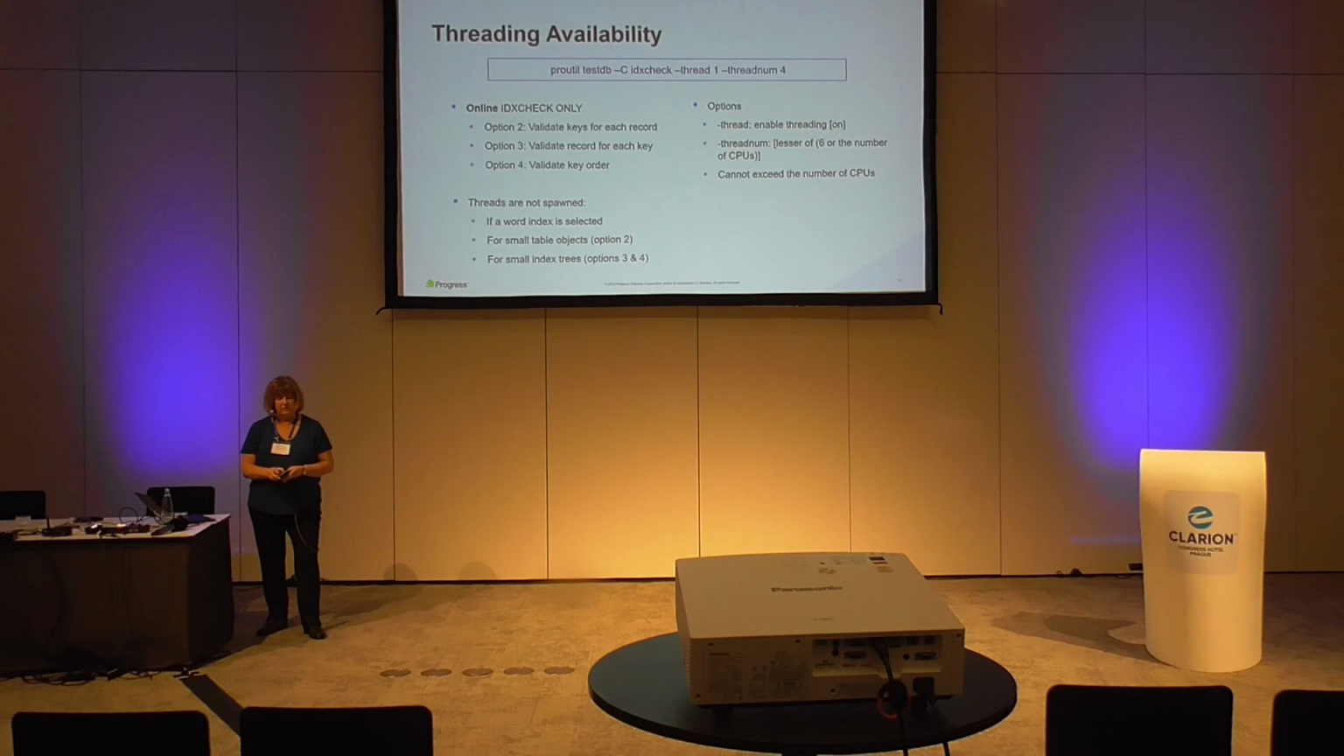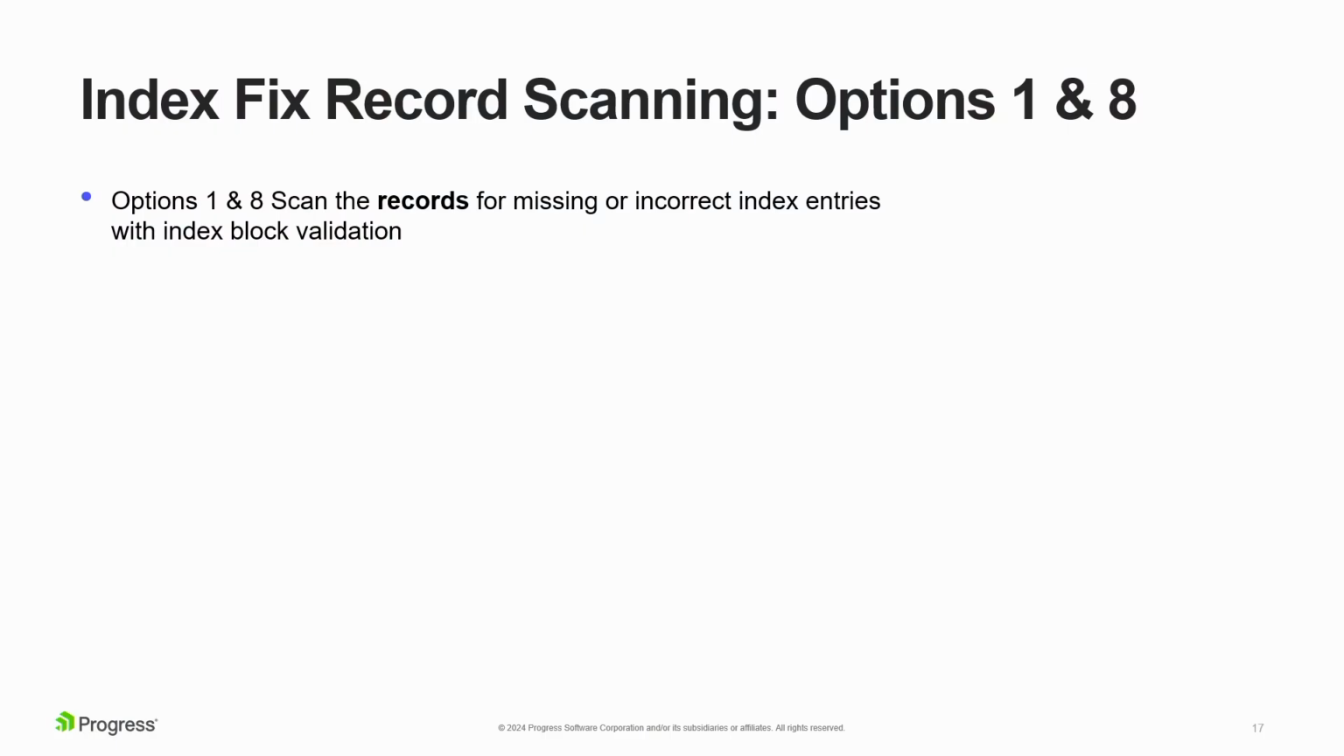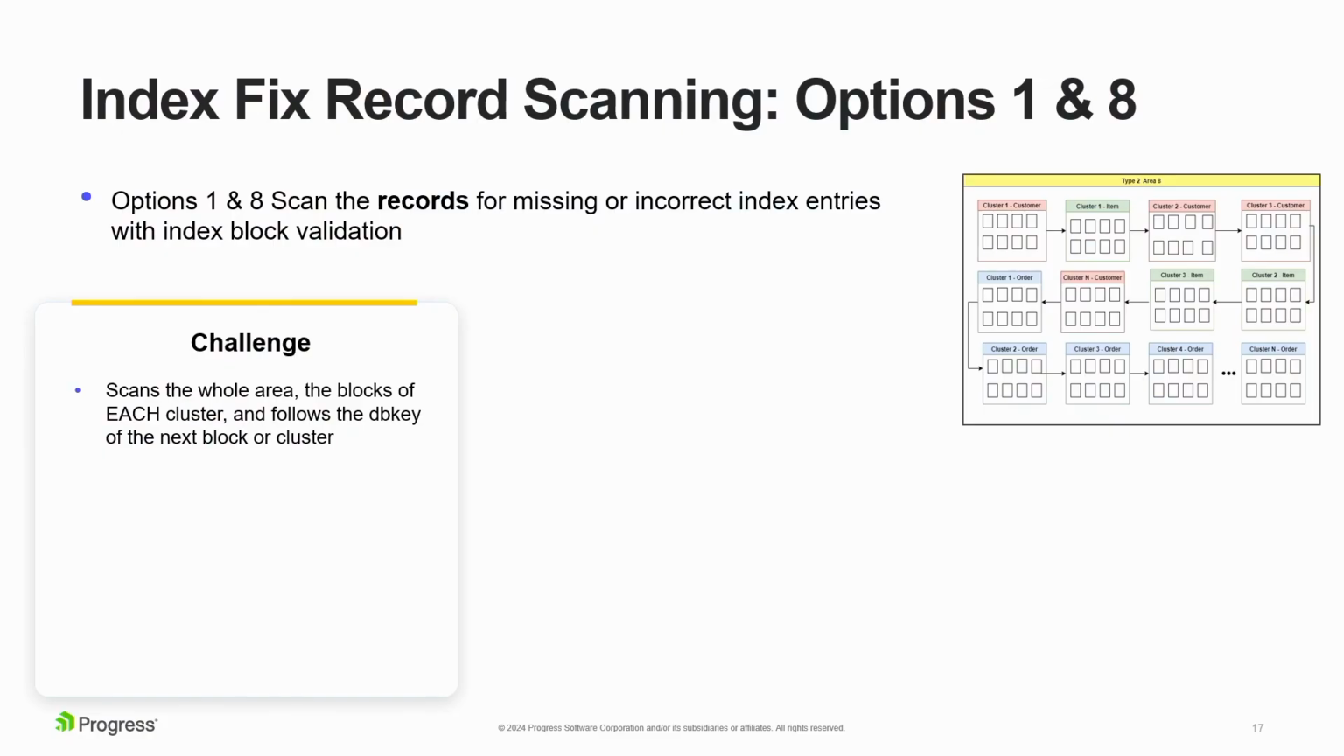Now we're going to go to index fix. On index fix, I believe we have this on 2 areas also. First is record scanning. That's options 1 and 8. So what they do is they scan the records looking for missing or incorrect index entries, and they do the index block validation. Our challenge with index fix is that it will scan the area. It's basically doing a brute force walking through and scanning everything.